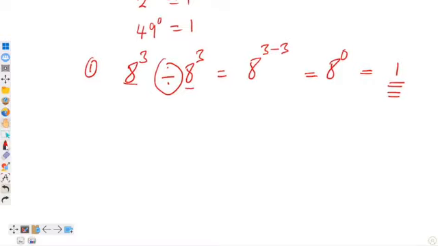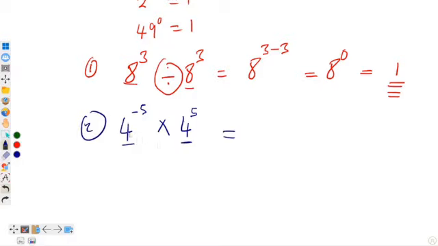Apart from that, you can also have another example, which can be 4 power negative 5 times 4 power 5. Here we are multiplying indices that have the same bases. 4, 4. We'll get 4. The power here is a negative 5. Now, since we are multiplying, we are going to add this other power, which is a positive 5. So negative 5 plus 5 will give us a 0. So it will be 4 power 0, which will be a 1. So these are some of the things that you must know.